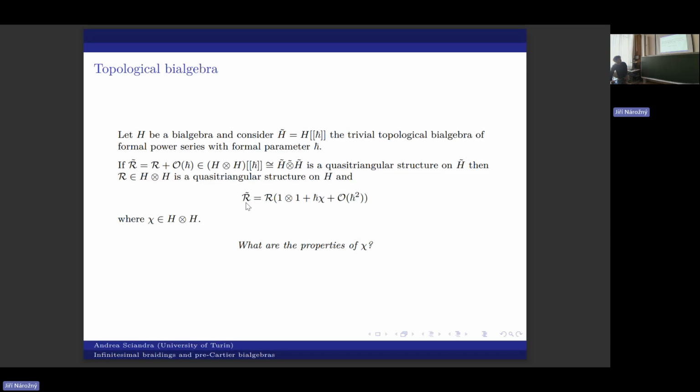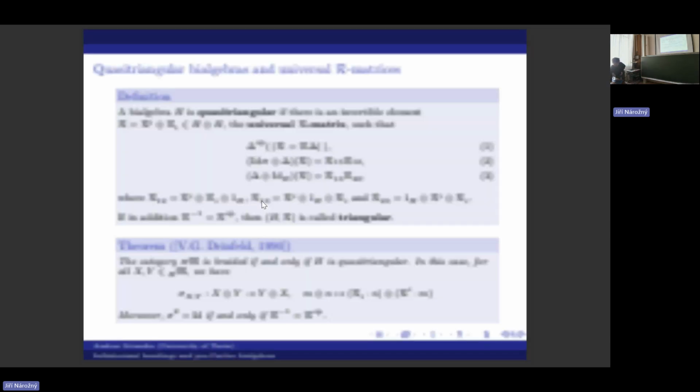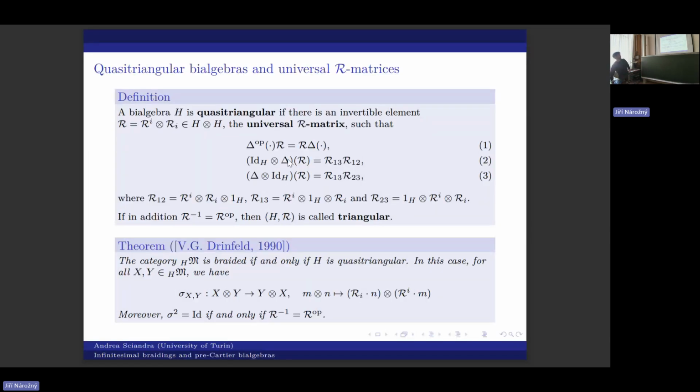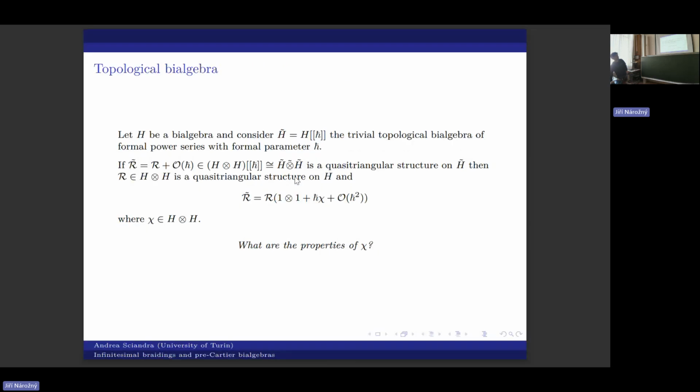And if R tilde is a quasi-triangular structure on H tilde, we can read this axiom at degree 0, and we obtain just that R is a quasi-triangular structure on H. So the fact that H tilde is quasi-triangular at degree 0 tells you that also H is quasi-triangular with R. And so one can also read the axioms of this being quasi-triangular, that means exactly these three axioms here, 1, 2, and 3 at first degree. And so you can see that now this chi is involved.